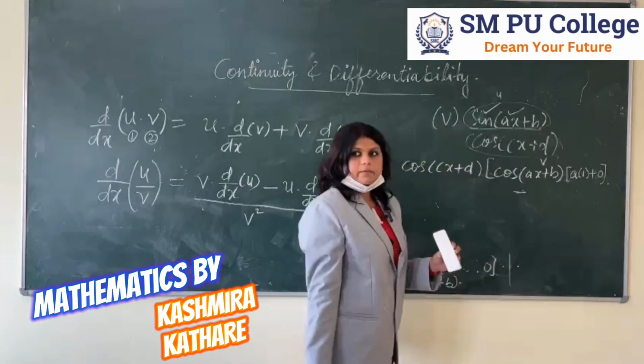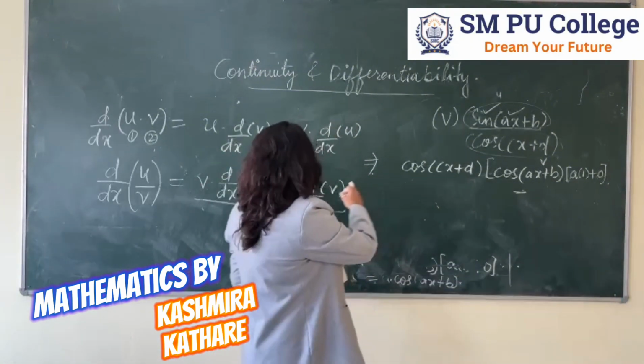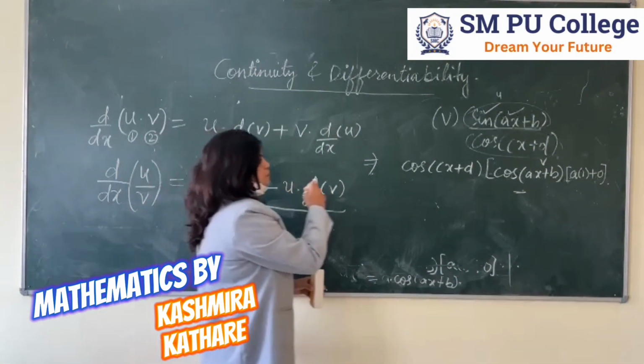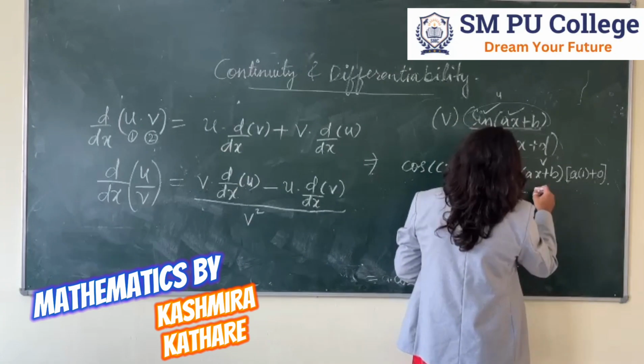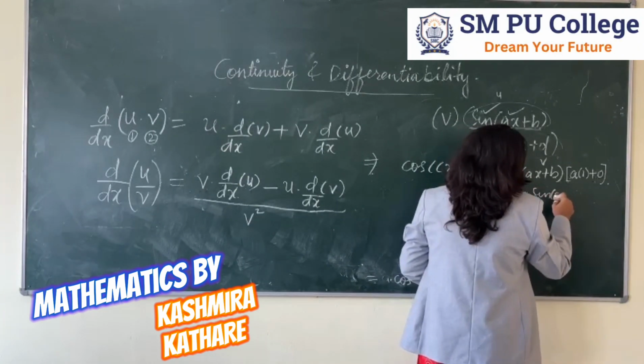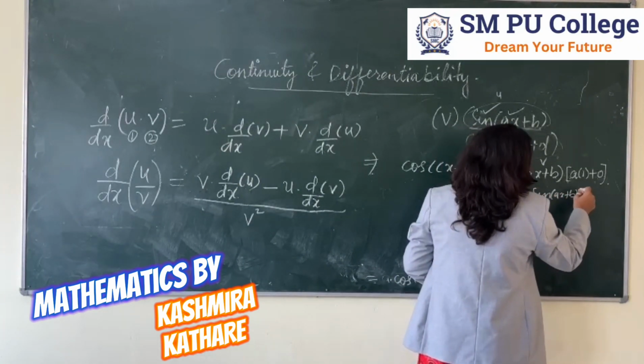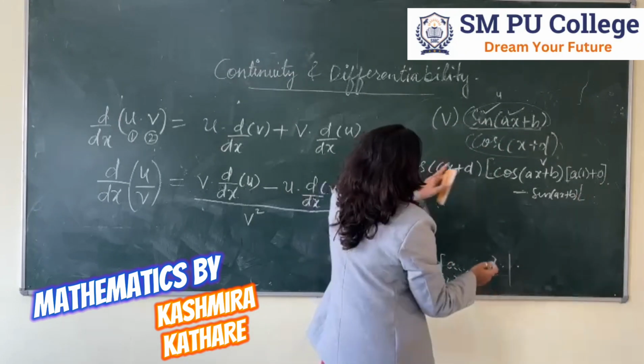Value will be in between minus. Again, u as it is. That is sin ax plus b as it is. Differentiate denominator. That is cos.